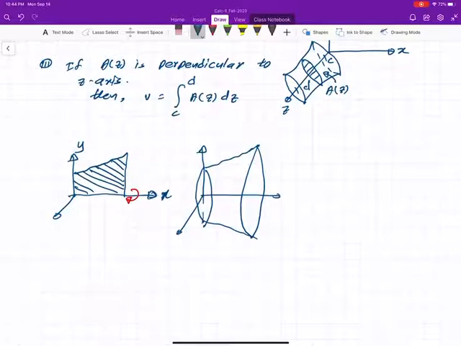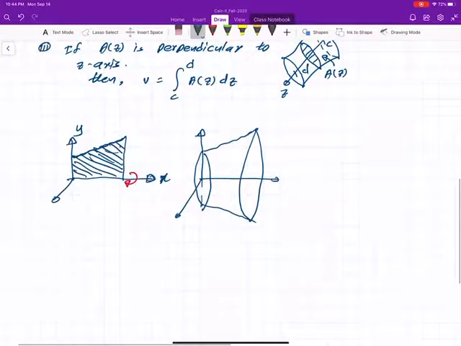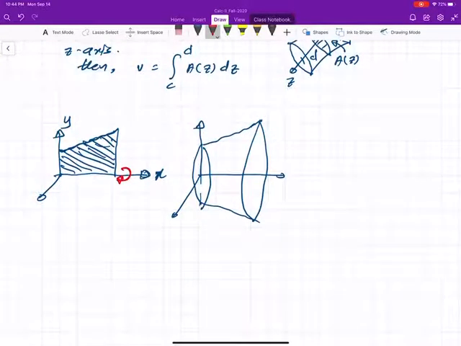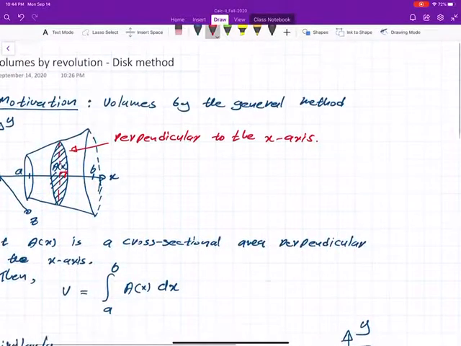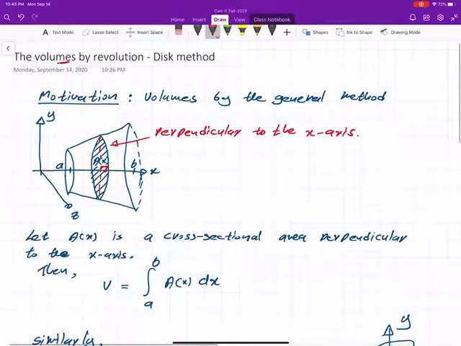So it is simple. Let me repeat it again. You have a curve like that, and then you can compute the area under the curve, and then you rotate this area about the x-axis. That will generate this volume. So this volume is generated by rotation. That's why we have the title volumes by revolution. That means you rotate it. The method that we're going to learn is the disk method.